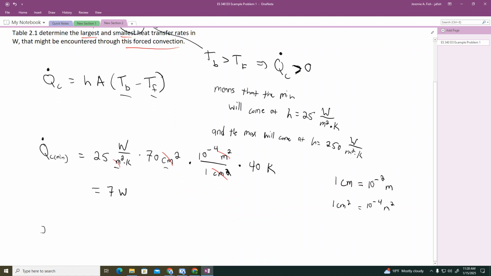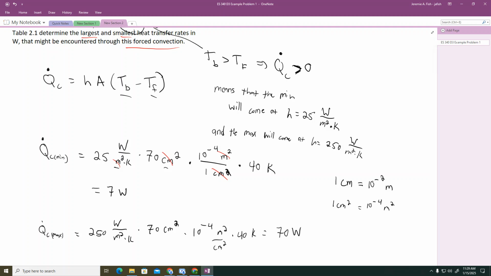And then obviously Q dot C max is going to be similar. It's going to be 250. And since 250 is 10 times 25, it's just going to be 70 watts. Okay? Because that was the only thing that changed in that calculation. So we get 7 watts as a min, 70 watts as a max.